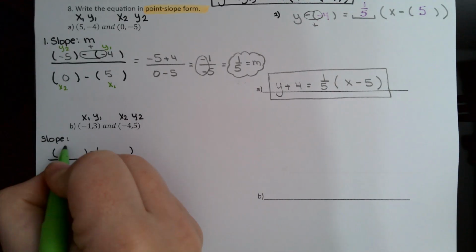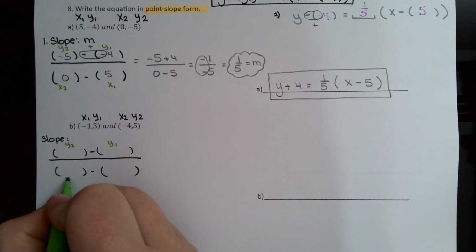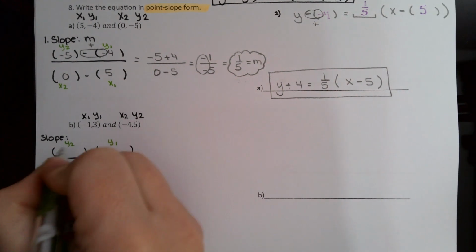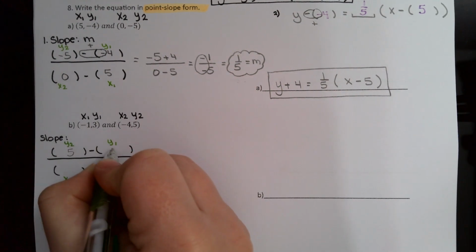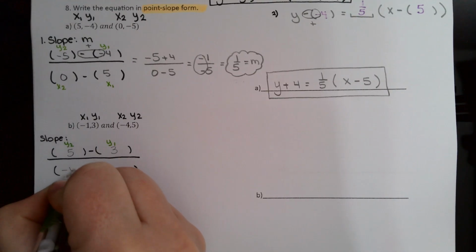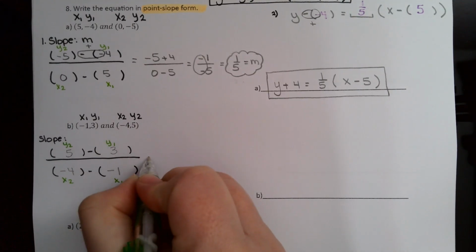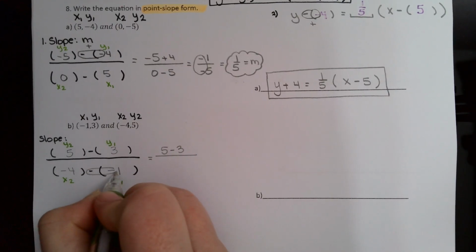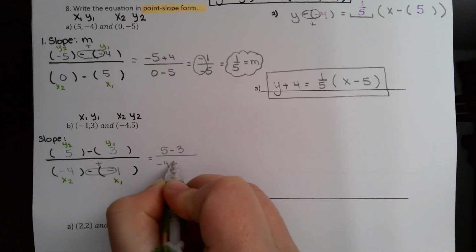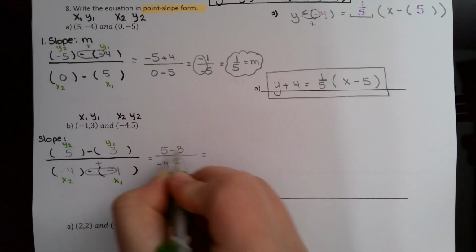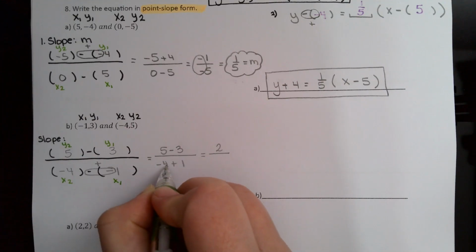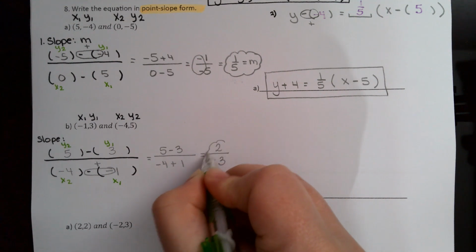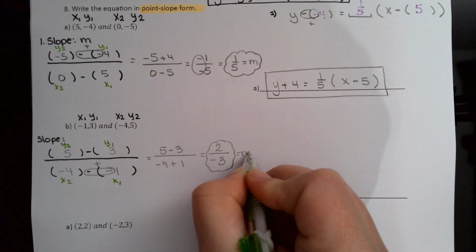Labeling our slope formula: y2, y1, x2, x1. y2 is 5, y1 is 3, x2 is -4, x1 is -1. Looking for any double negatives. The numerator does not have a double negative, but the denominator does. We get -4 plus 1. 5 minus 3 is 2. -4 plus 1 is -3. Okay, so that's our slope. This is our m value.